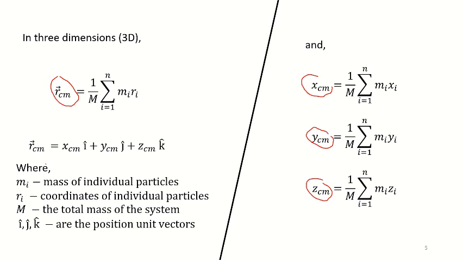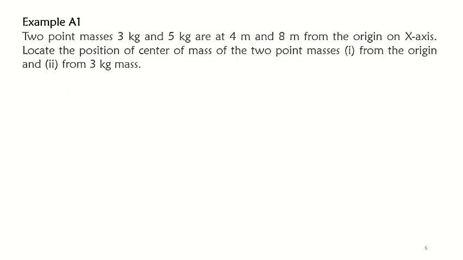3 dimensions. So R is the center of mass on the x-axis, the center of mass on the y-axis, and the center of mass on the z-axis. And i, j, k just tell us that those are different directions, perpendicular to one another. We can see very easy examples of how to apply those expressions.